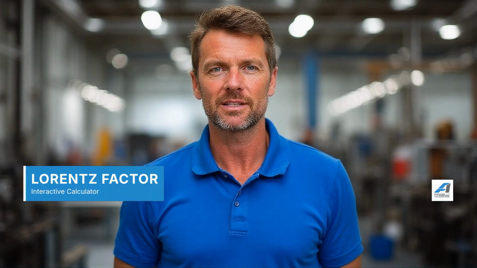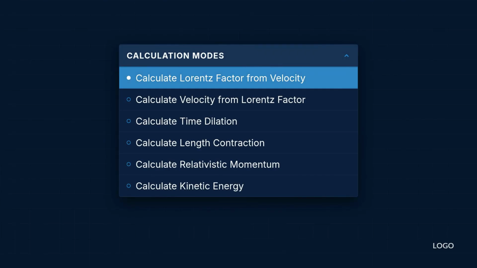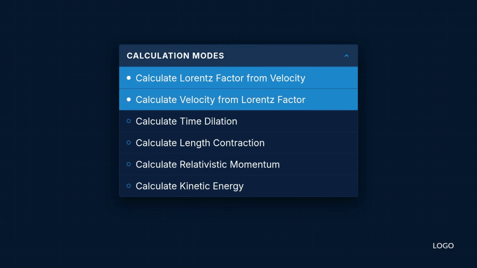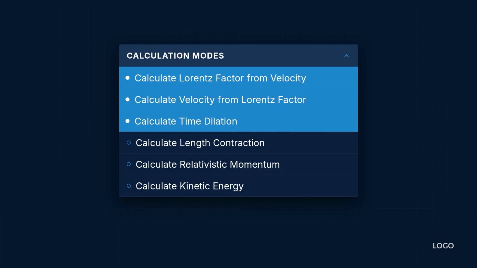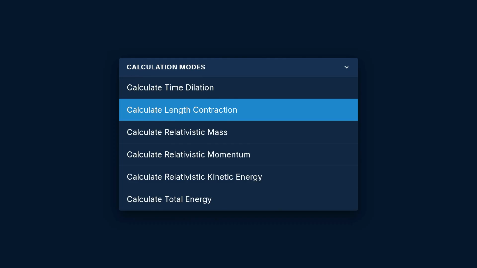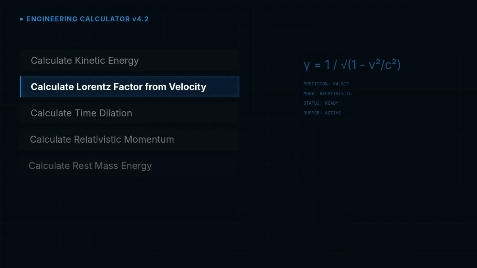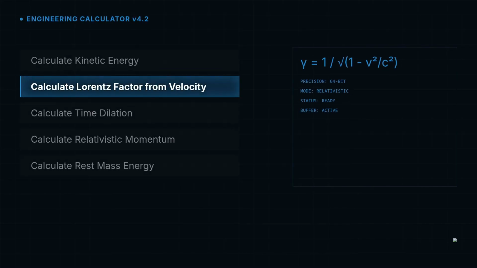This is the Lorentz Factor Interactive Calculator, which solves relativistic physics problems for objects moving at high velocities. The calculator offers 6 calculation modes in a drop-down menu: calculate Lorentz factor from velocity, calculate velocity from Lorentz factor, calculate time dilation, calculate length contraction, calculate relativistic momentum, and calculate relativistic kinetic energy. For this demonstration, I'm using calculate Lorentz factor from velocity mode.